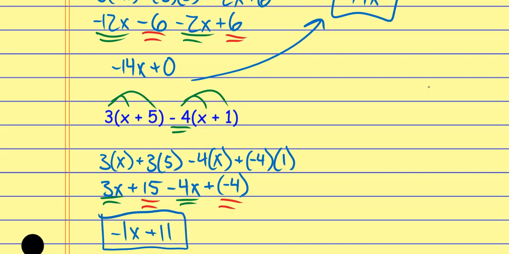But again, the distributive property is just giving away that multiplication. We're giving that multiplication away to everything in the parentheses. And then look for things that have the same variables. Those are like terms. We can add those together. The variable part stays the same. Okay?